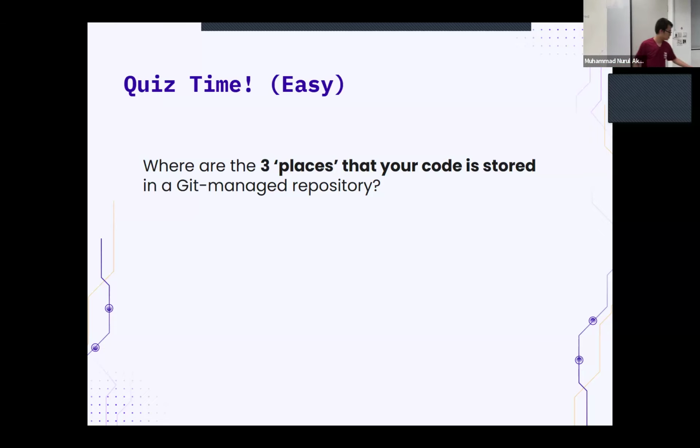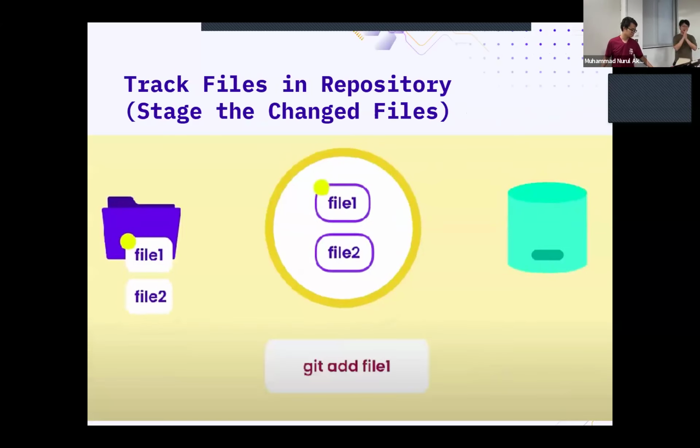So we can go back: you have your working directory at the left, you have your staging area, and you have your local repository where you store all the commits. So I think you get the idea. So it's okay.